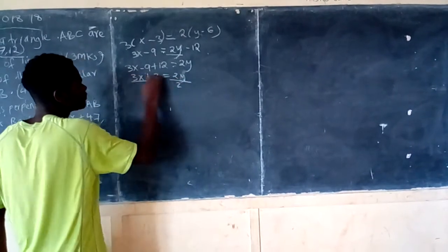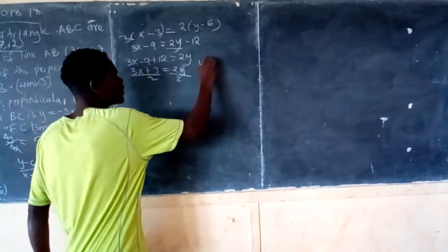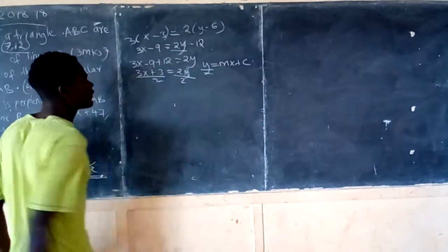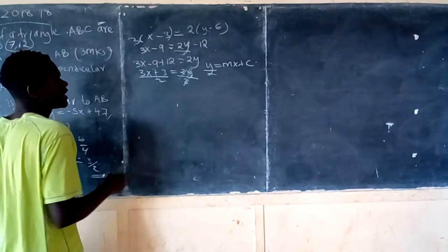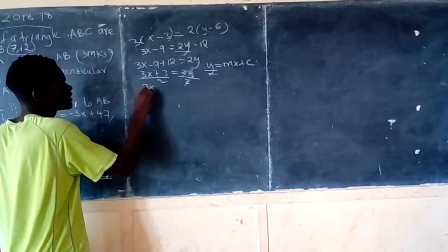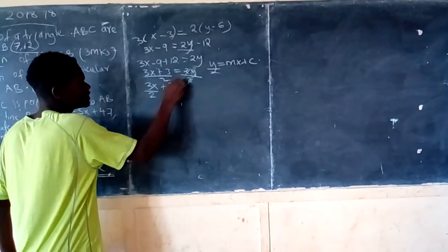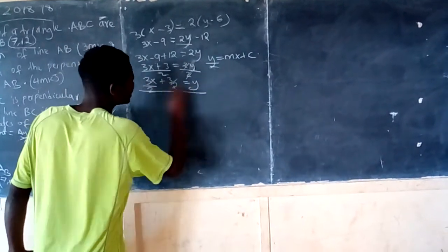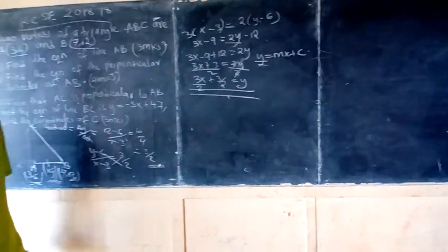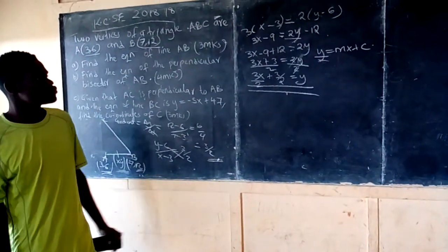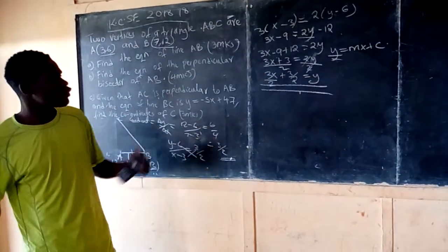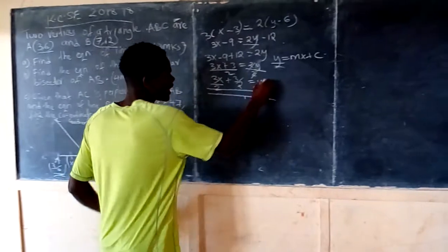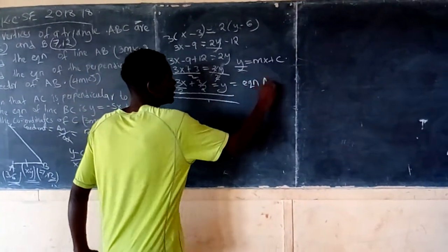Then you divide by 2 both sides, because the equation of a straight line is always y equals mx plus c. Now we want y alone at that point. Now we divide by 2. I have y equals 3x over 2 plus 3 over 2. Now that can be y equals 3 over 2 x plus 3 over 2, there is no difference. This is my equation of line AB.